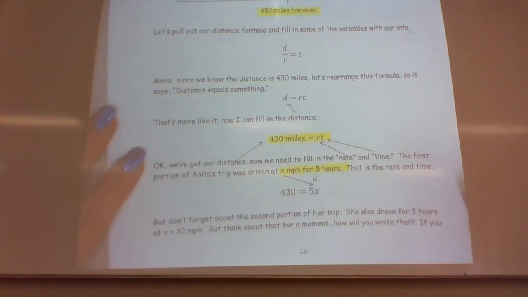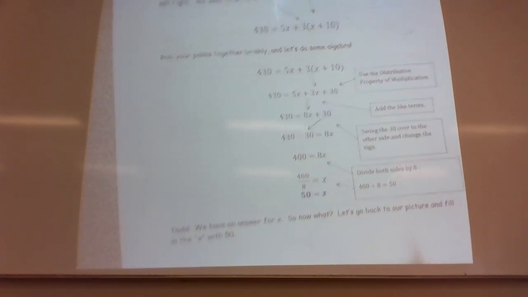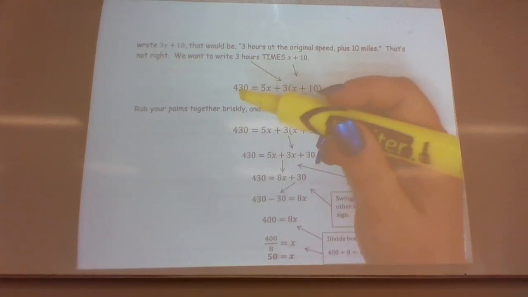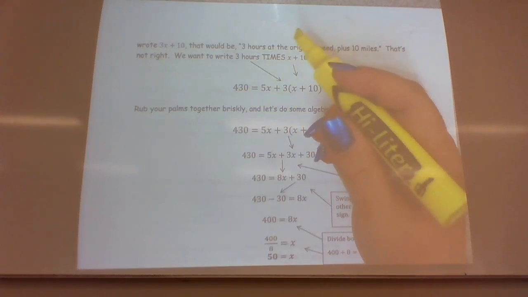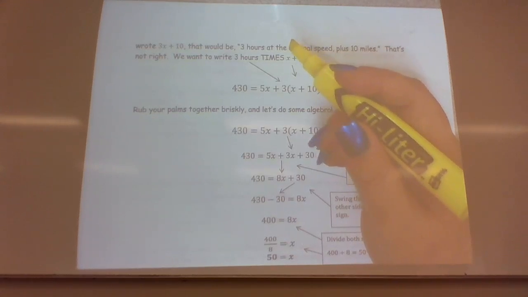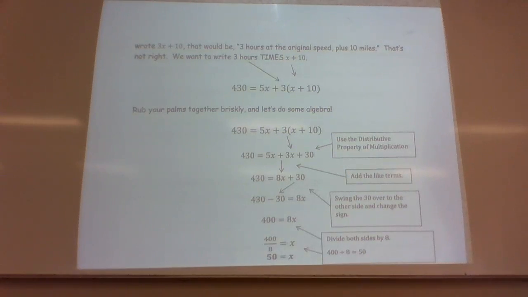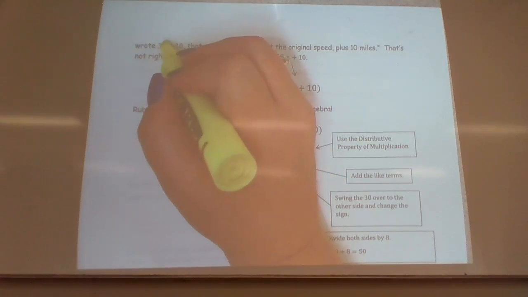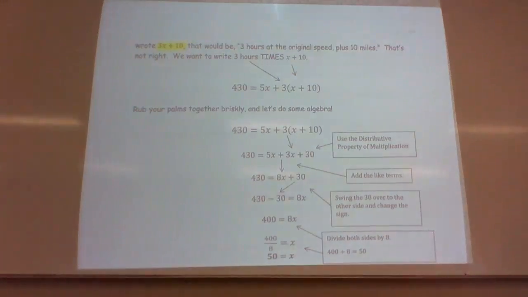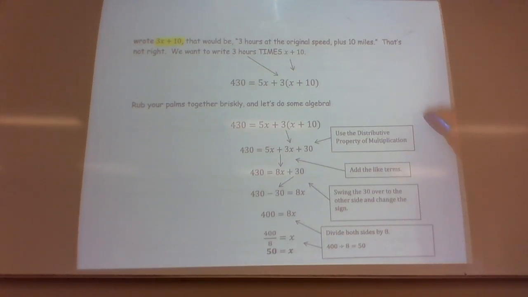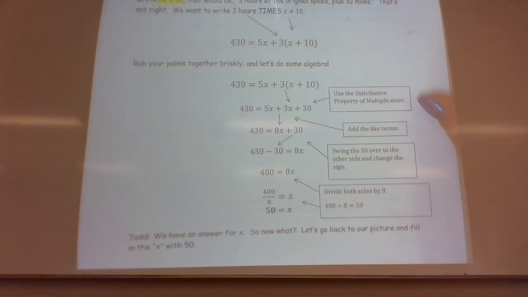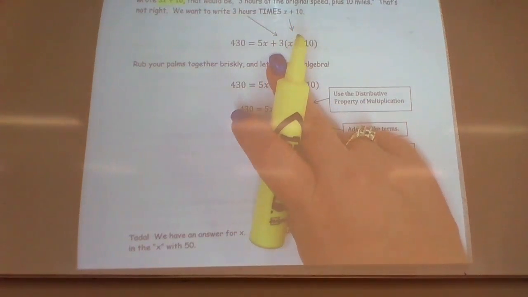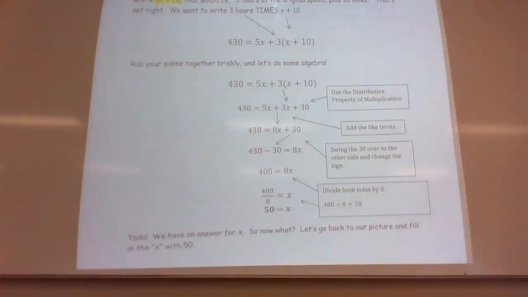And I'm going to go to the page 27 at the top. So the second part of our problem that we need to figure out is she drove X plus 10 miles per hour for 3 hours. So we're going to multiply her base rate, which we're going to solve, times 3 for the amount of time plus 10. And now we're into an algebraic equation, because we have 5x plus 3 times x plus 10.